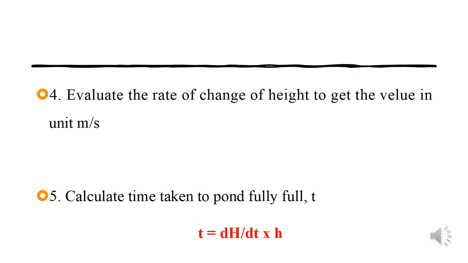After we calculate the equation, we get dH over dt. When we get the answer for dH over dt, we need to multiply the answer by the height, which is the depth of the pond, which is 4 meters. After that, we can get the time in seconds. After that, we convert it to minutes.